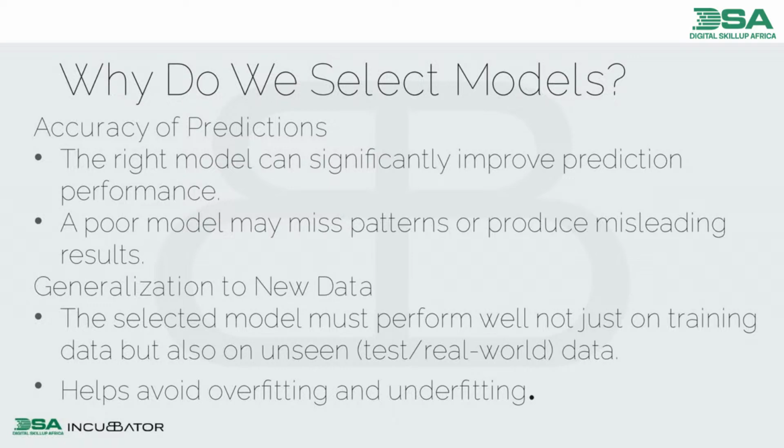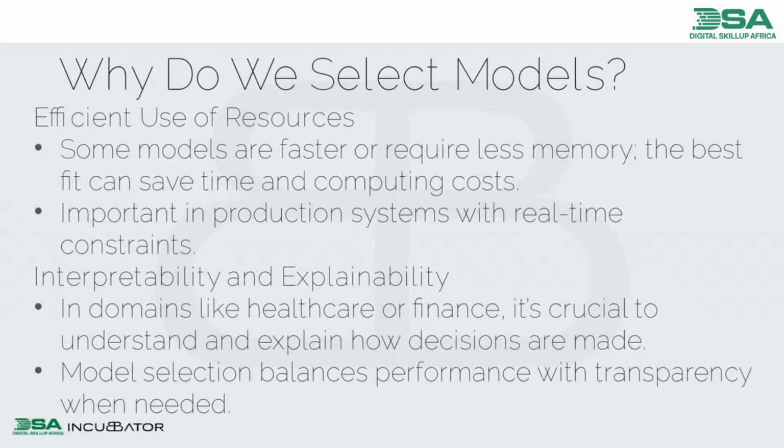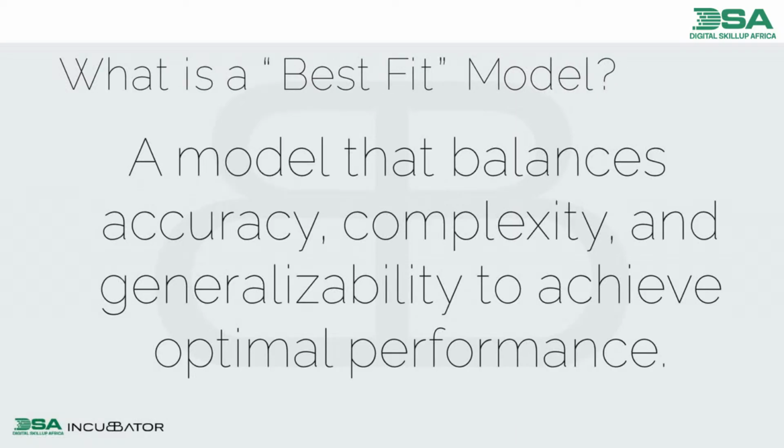I say, why do we select models? Number one, the accuracy of your prediction. Then you are looking at whether it is generalizable to new data sets. Does it have an efficient use of resources? Then, does my model give me interpretability and explainability? That is, can people see from my results, from the model I've used, and understand what I've gotten? Can I compare it with similar real life work or the traditional way of doing what I've done using my machine? Then we spoke about the best fit model. I said it is a model that balances accuracy, complexity, and generalizability to achieve what?